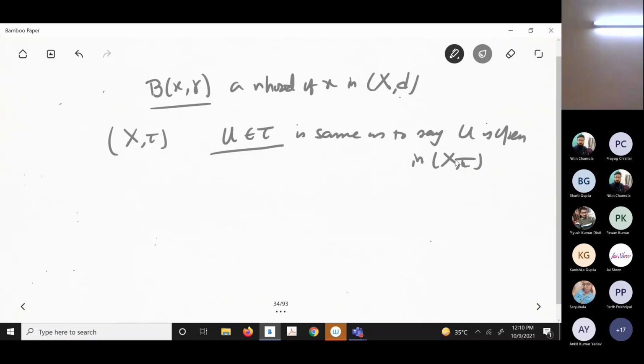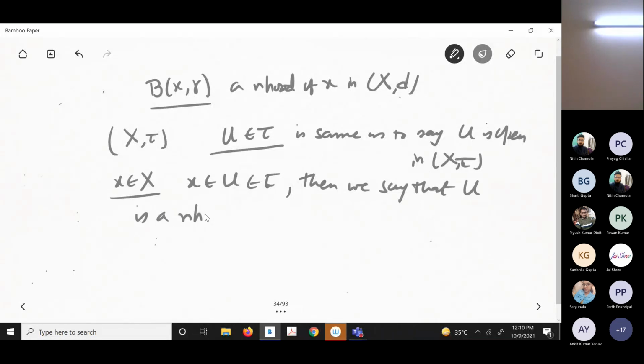Sometimes we say tau open, because if you consider more than one topology on X, it should be clear which topology you are taking the open set with respect to. Then, given x belongs to X, if x belongs to U, open, we say that U is a neighborhood of x. Of course, this is understood, but if you need to be specific, you can write it.